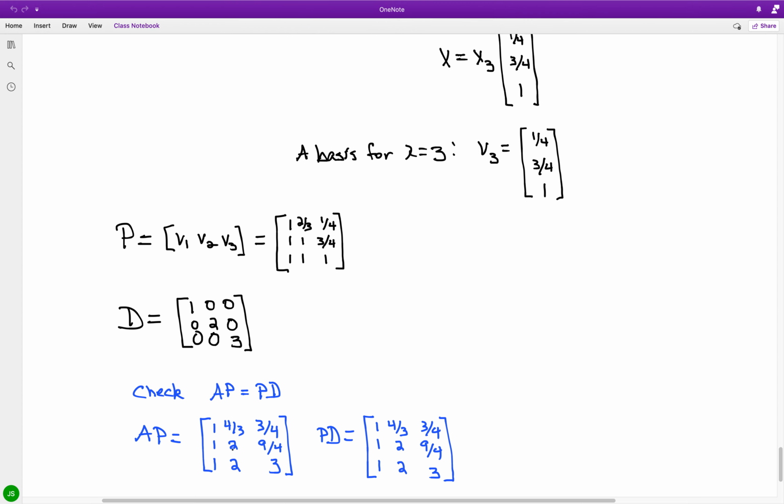A times P, we have 1, 1, 1, 4/3, 2, 2, 3/4, 9/4, 3. And the same thing we had to apply for P times D, so there is consistency. So for what we have for P and D, those are verified.